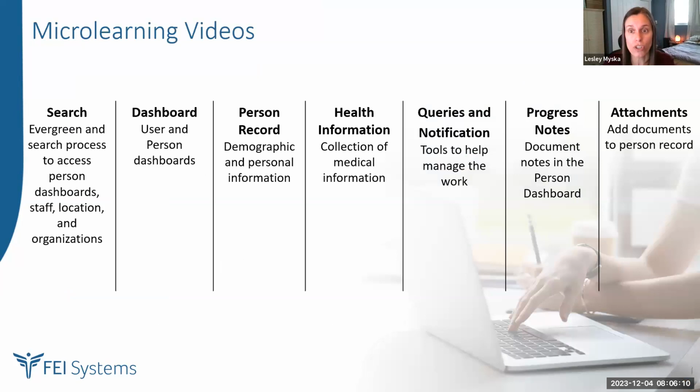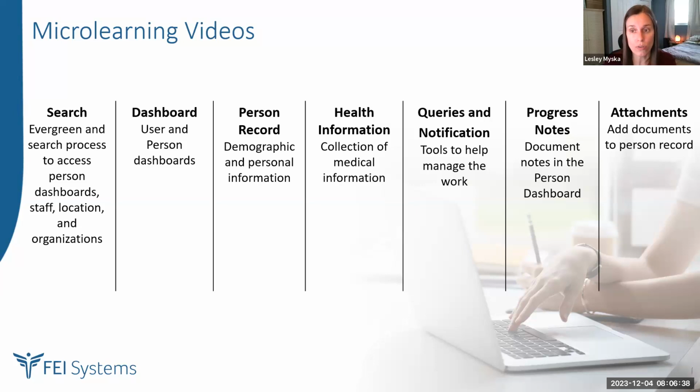Prior to this training, you should have watched the Evergreen microlearning videos. However, if you have not yet watched them, these brief videos are available on the Evergreen project website at maine.gov/dhhs/EIS/Evergreen. The videos provide training for the following topics: search, an introduction to Evergreen and the search process, and how to access person dashboards, staff, locations, and organizations.